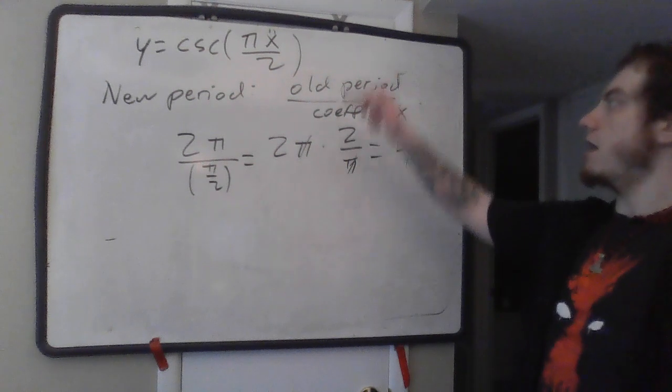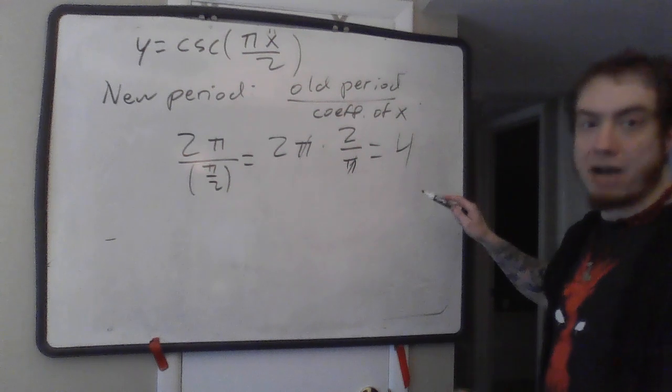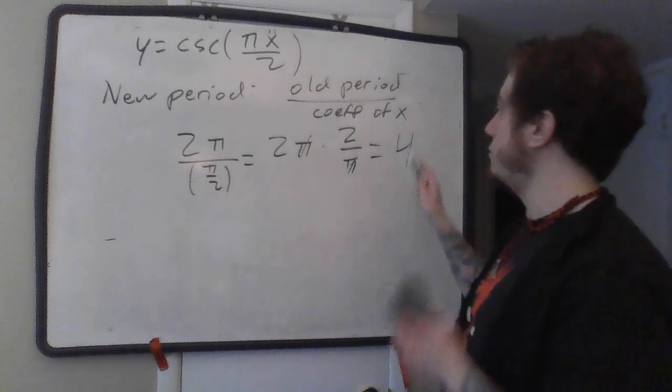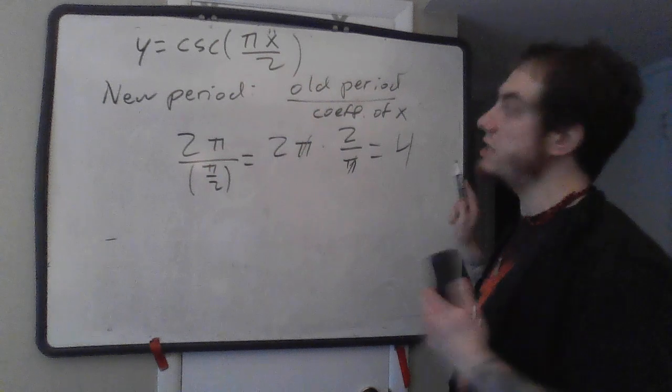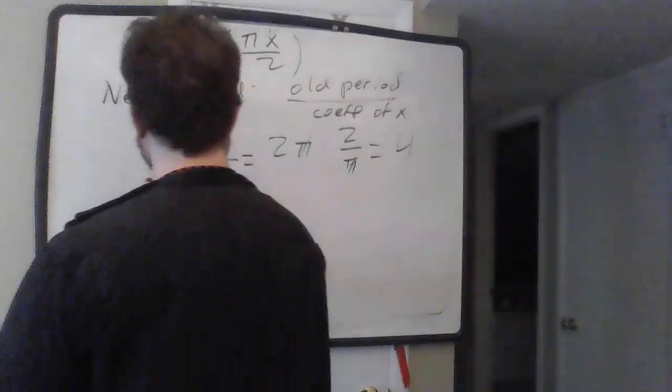So this is going to be a cosecant function, and there are no other transformations to worry about. All we have to do is change the period. The new period is going to be 4. Okay, so what is that going to end up looking like?